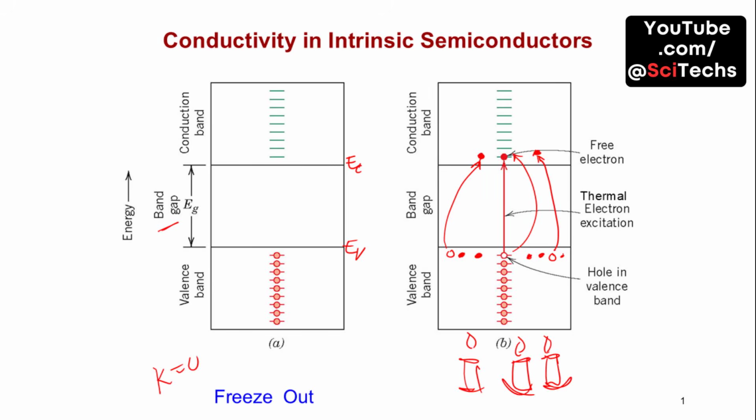Intrinsic semiconductors have a pure form where conductivity is determined by the thermal excitation of electrons from the valence band to the conduction band. This process creates free electrons and holes, which are essential for electrical conduction.